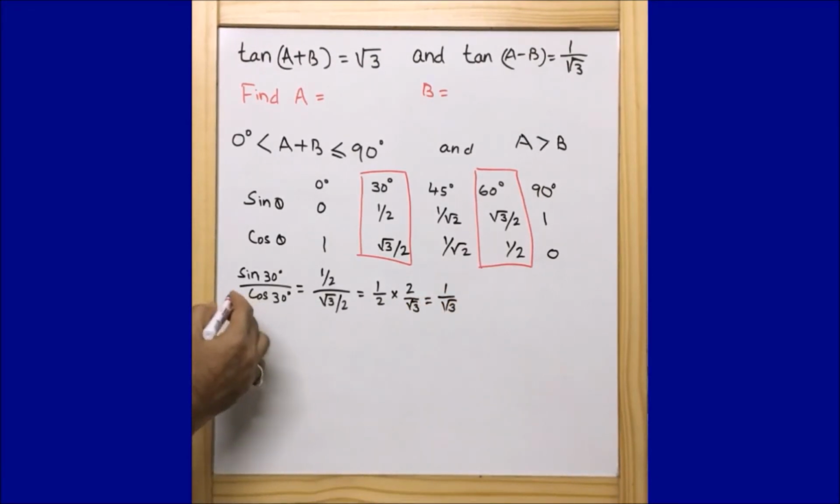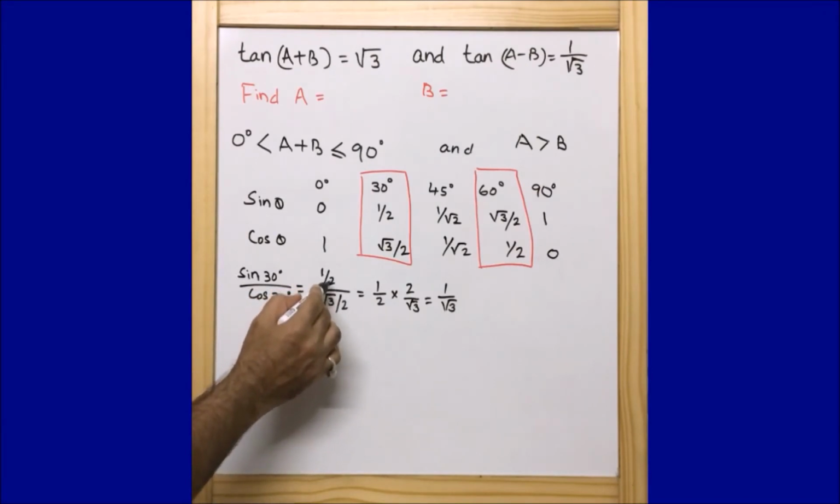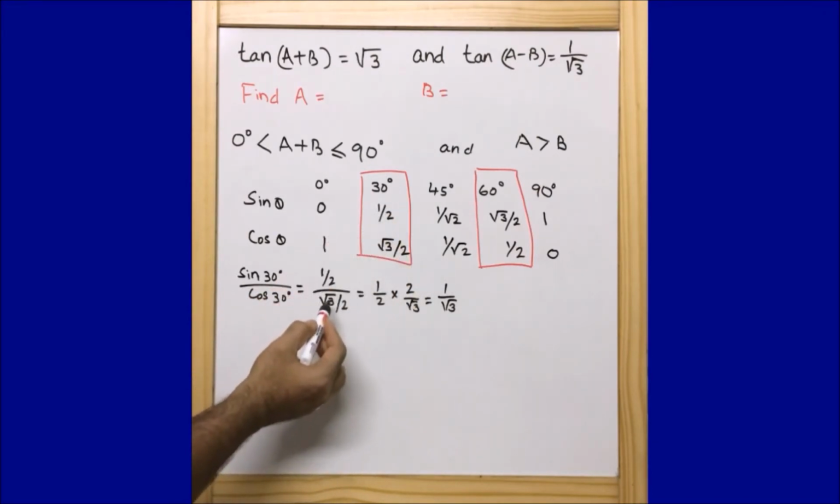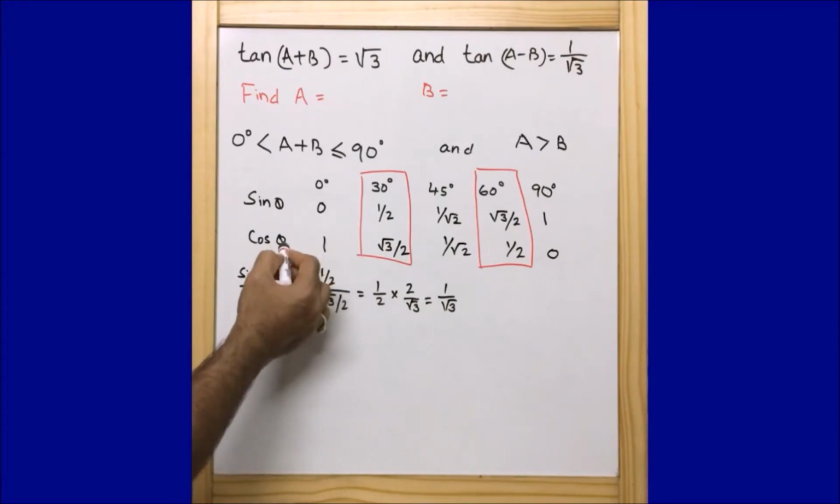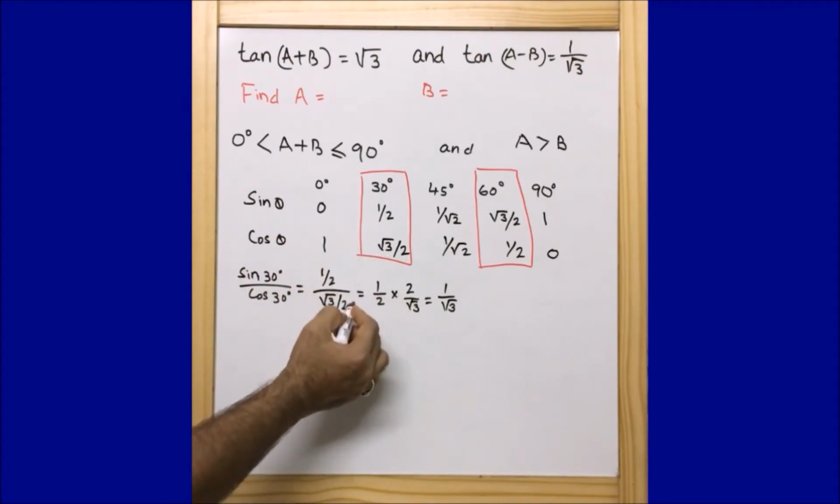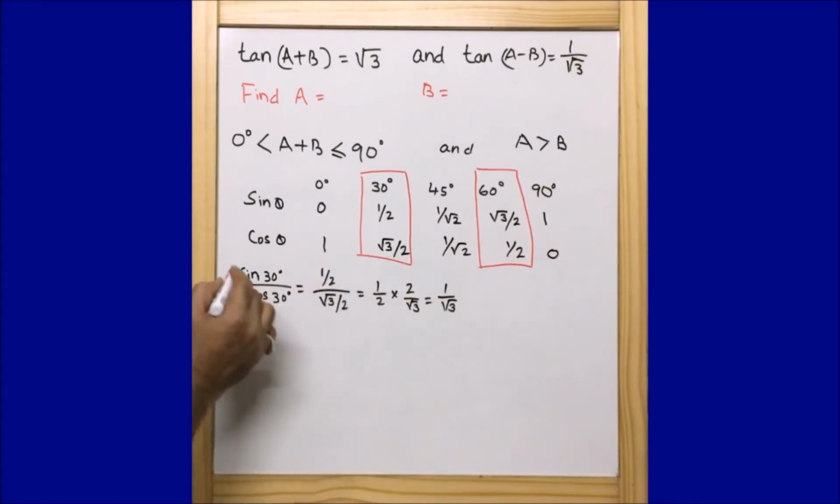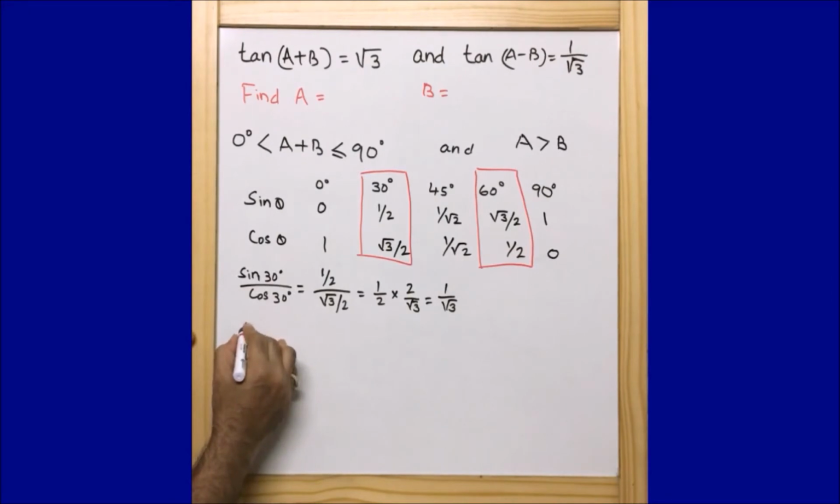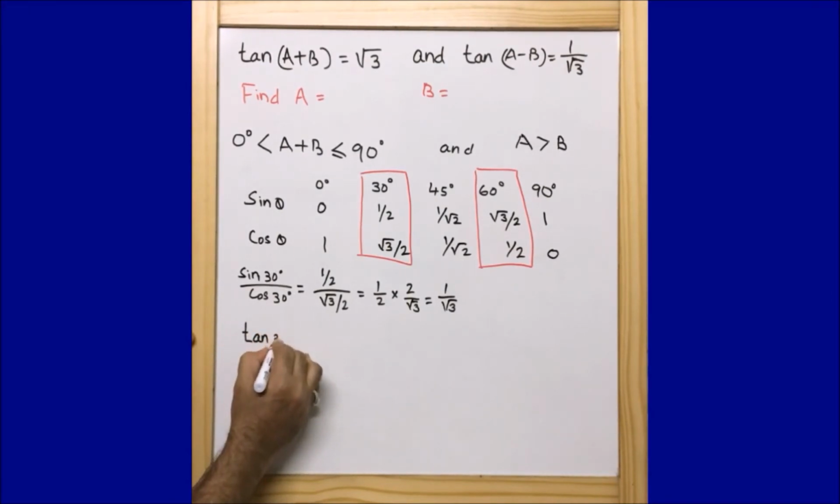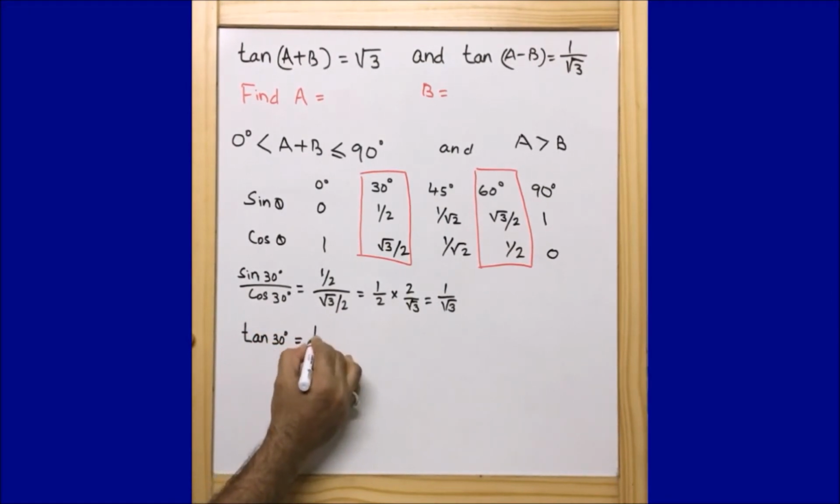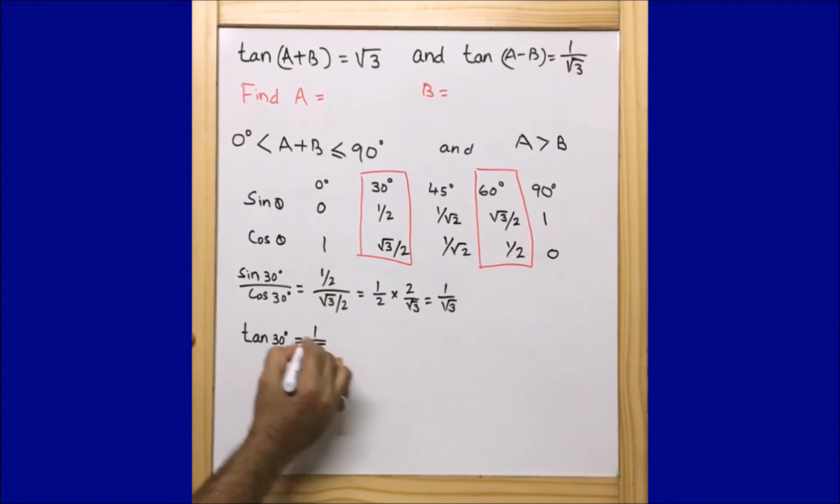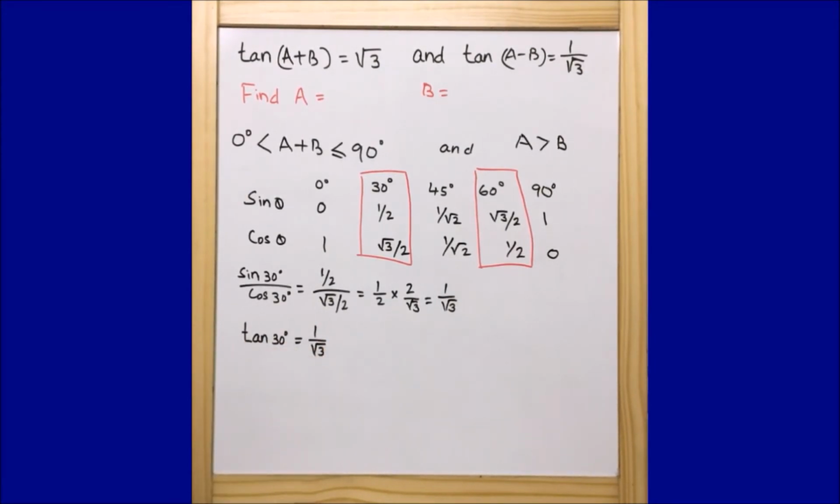So guys, you can see that we got sine 30 degree upon cos 30 degree is equal to 1 by 2 upon root 3 by 2. Cos 30 degree is root 3 by 2, so that is equal to 1 by 2 into 2 by root 3, that is equal to 1 by root 3. And we very well know that sine 30 degree by cos 30 degree is nothing but tan 30 degree. So tan 30 degree is equal to 1 by root 3. This is one thing that we got.